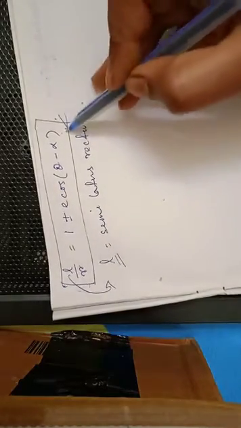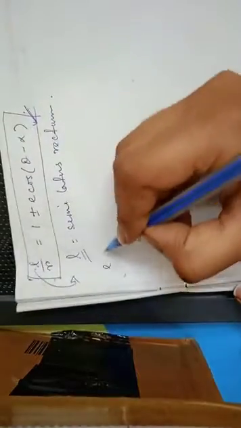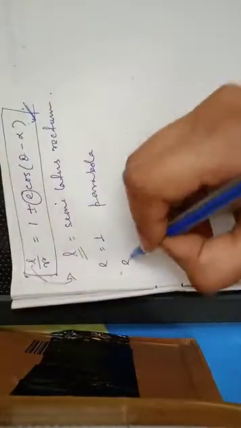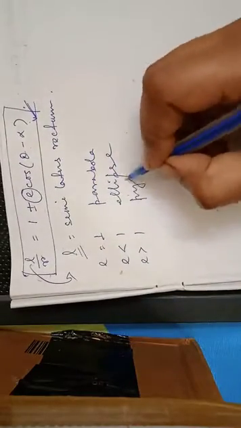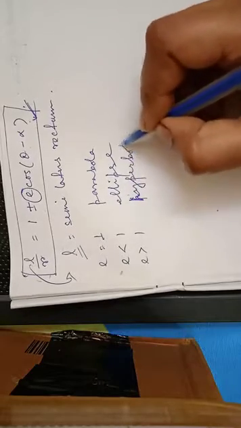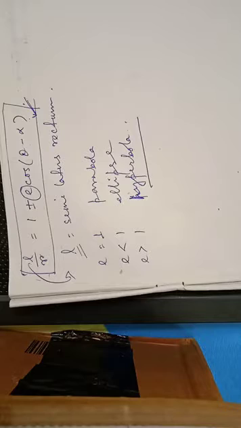So whenever you get this equation, l by r equals 1 plus or minus e cos(theta minus alpha), you need to understand that it's a conic. Now according to the value of e, we will define what type of conic it is. If e equals 1, e meaning eccentricity, then it's a parabola. If e is less than 1, then it's an ellipse, and if e is greater than 1, then it's a hyperbola. So according to the value of e, we have to find out what type of conic it is.